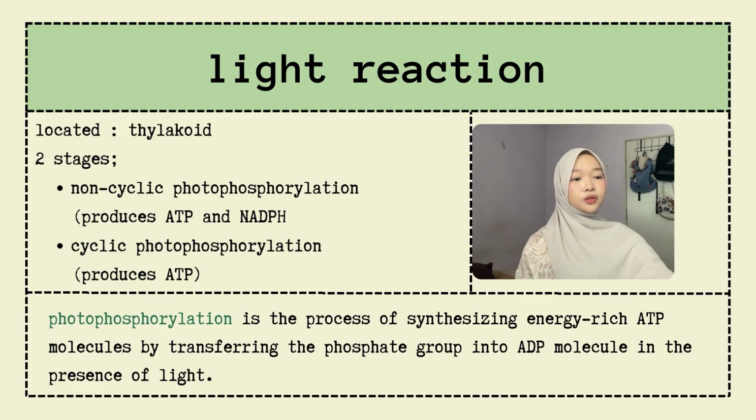photophosphorylation: non-cyclic and cyclic. Non-cyclic photophosphorylation produces both ATP and NADPH, while cyclic photophosphorylation produces only ATP. Photophosphorylation itself refers to the process of forming ATP from ADP using light energy. This is very important because ATP acts as an energy source for the next stage of photosynthesis.